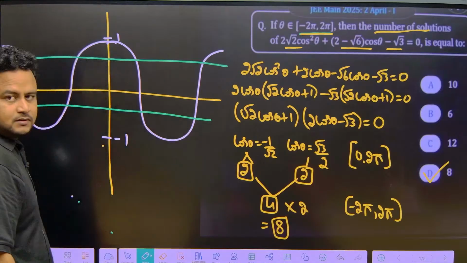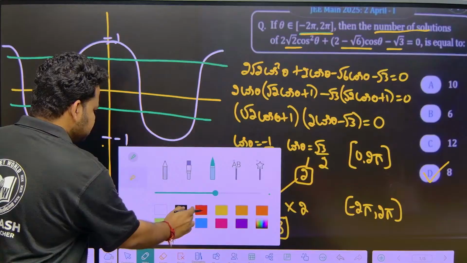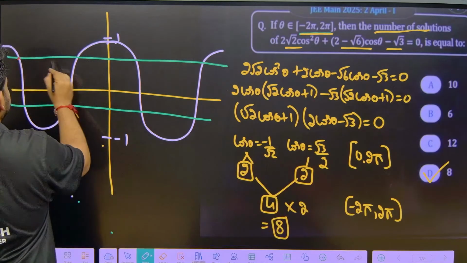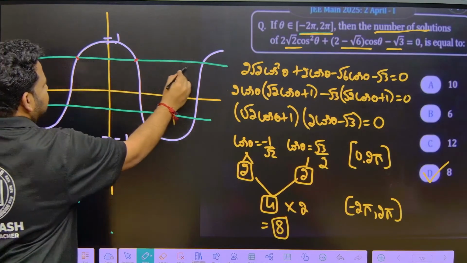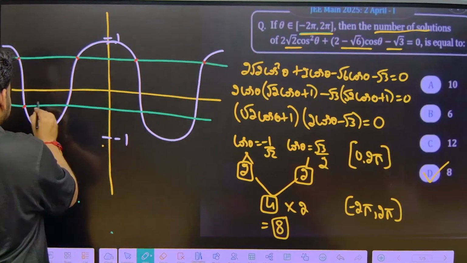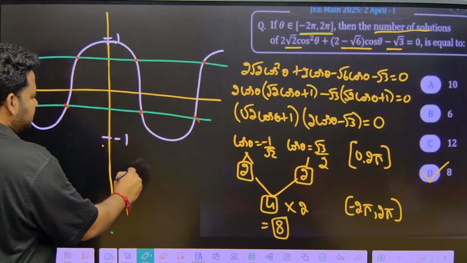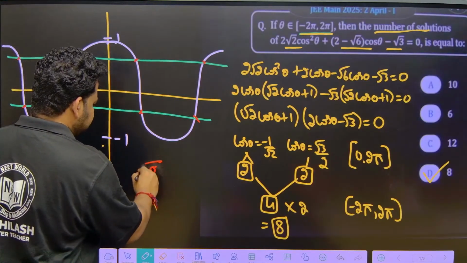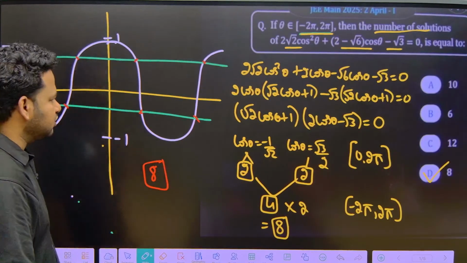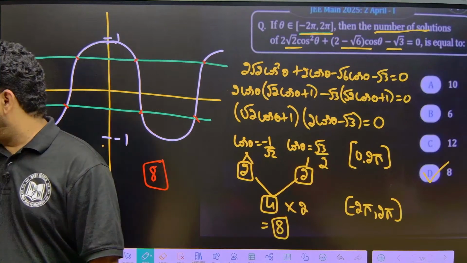Now see, focus here. How many solutions are there? So this is one solution, this is second, third, fourth, fifth, sixth, 7, 8. So the total number of solutions is equal to 8 solutions. This is how we got to solve this question, friends.